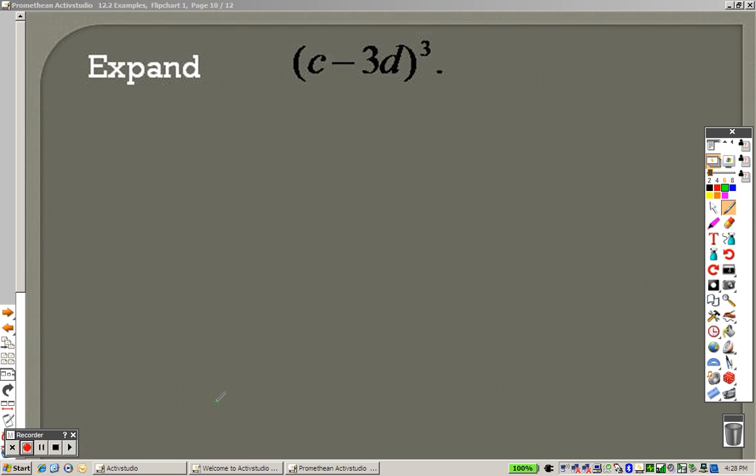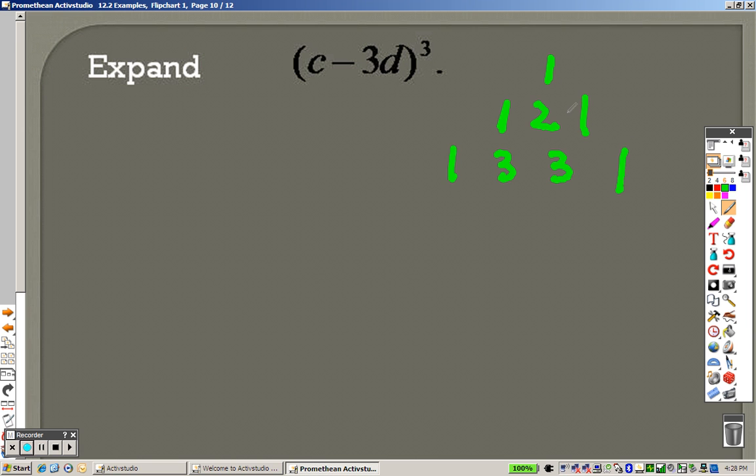Okay, now we're on the binomial theorem. We did combinations, and now we're on the binomial theorem. Before we can start the binomial theorem, we need to remember Pascal's triangle. And the triangle went just like this. I can keep going with it, but I'm going to stop at this row.